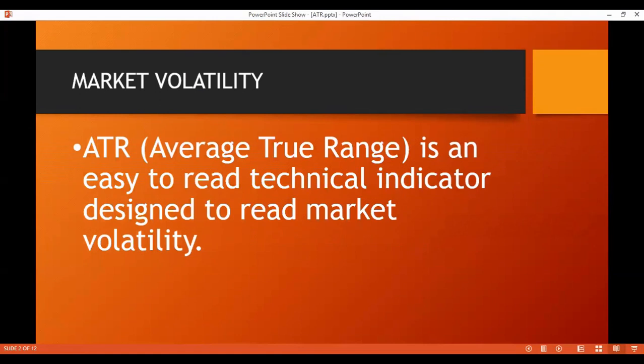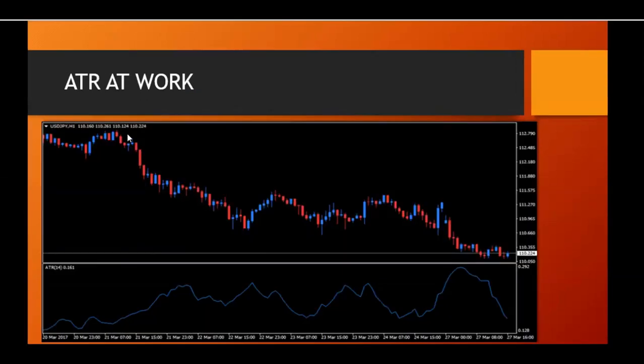And market volatility talks about the activity that is currently ongoing in the market. This talks about the strength. ATR does not measure direction. I repeat, ATR does not measure the direction of a trade.